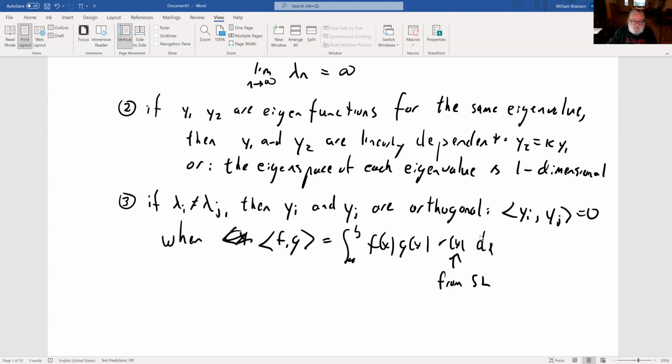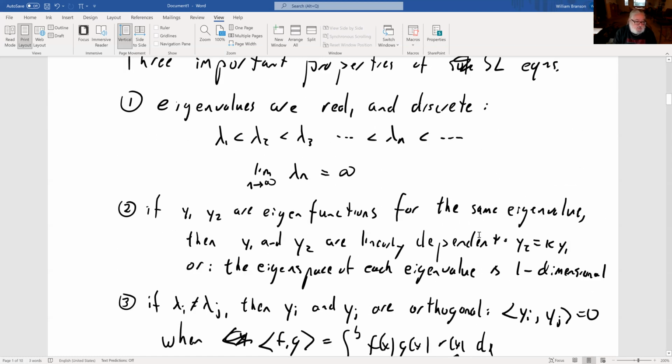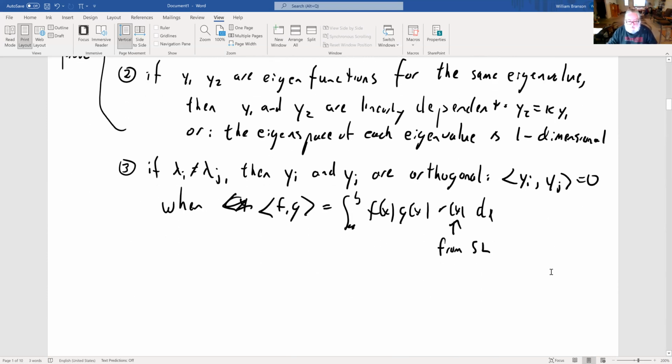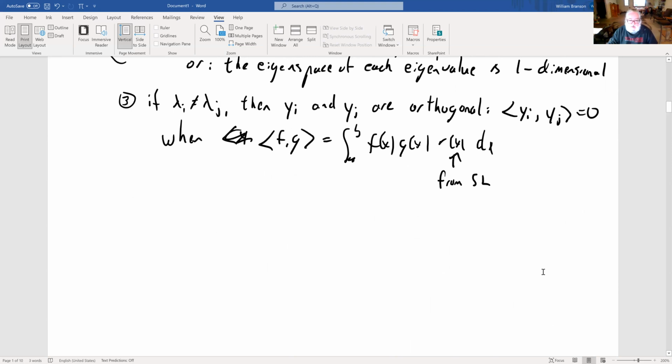So these first two things, I'm not going to prove. You would see them perhaps in a more advanced ordinary differential equations class. But we will look at this third thing. Why is it that yi and yj are orthogonal for this particular thing? And why is that so important? Why do we care about Sturm-Liouville equations anyway?